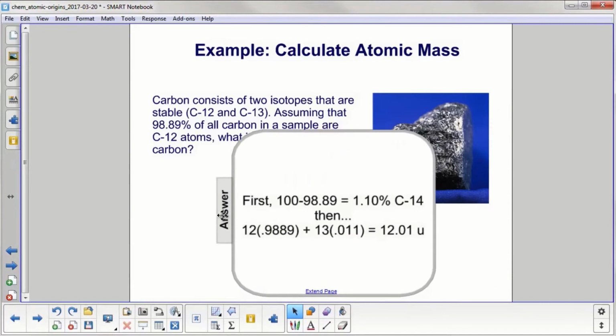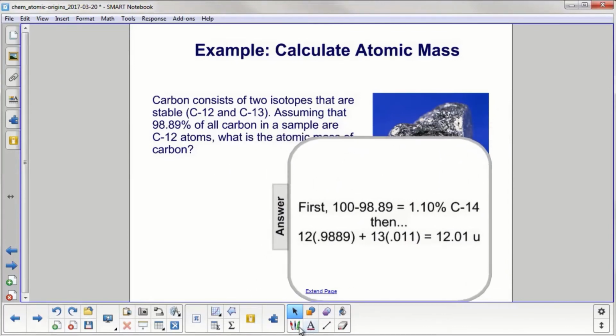Okay, you're back, or you never left. So the first thing to do is to find out the percentage of atoms that are carbon-13. Well, that would just be 100% minus this 98.89%, and you get 1.10% of all atoms are carbon-13. Then we go back to what we did on the previous slide. Here's your carbon-12 mass times its relative abundance expressed in decimal form, so that's 0.9889, plus the carbon-13 mass times 0.011, and we get an atomic mass here of 12.01 atomic mass units.